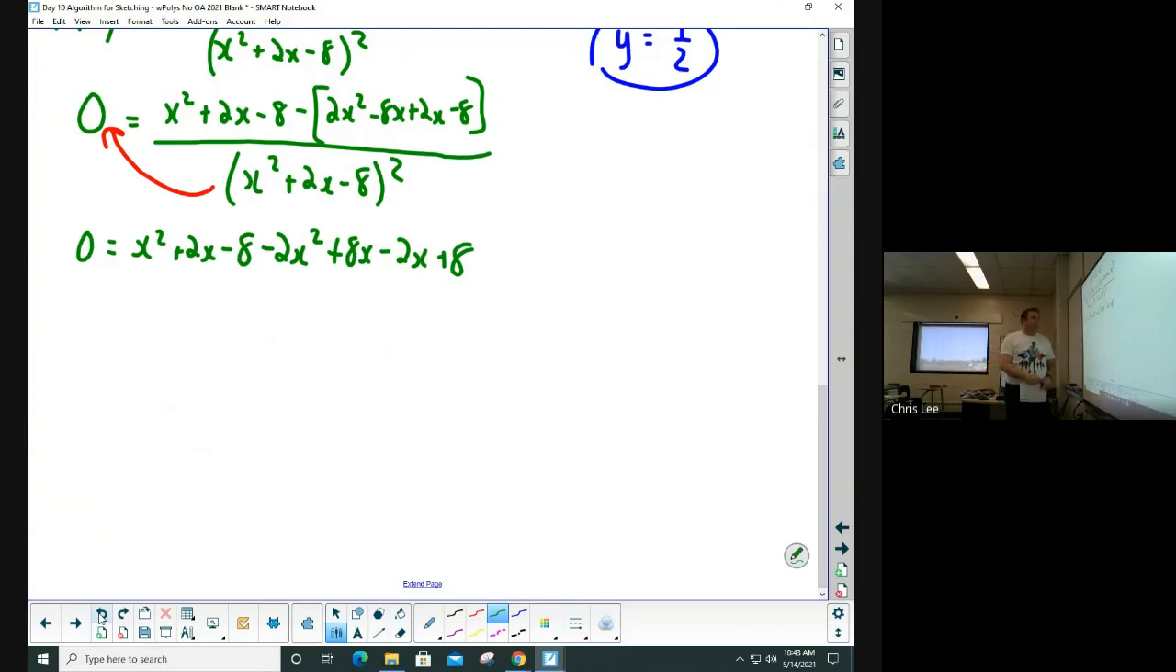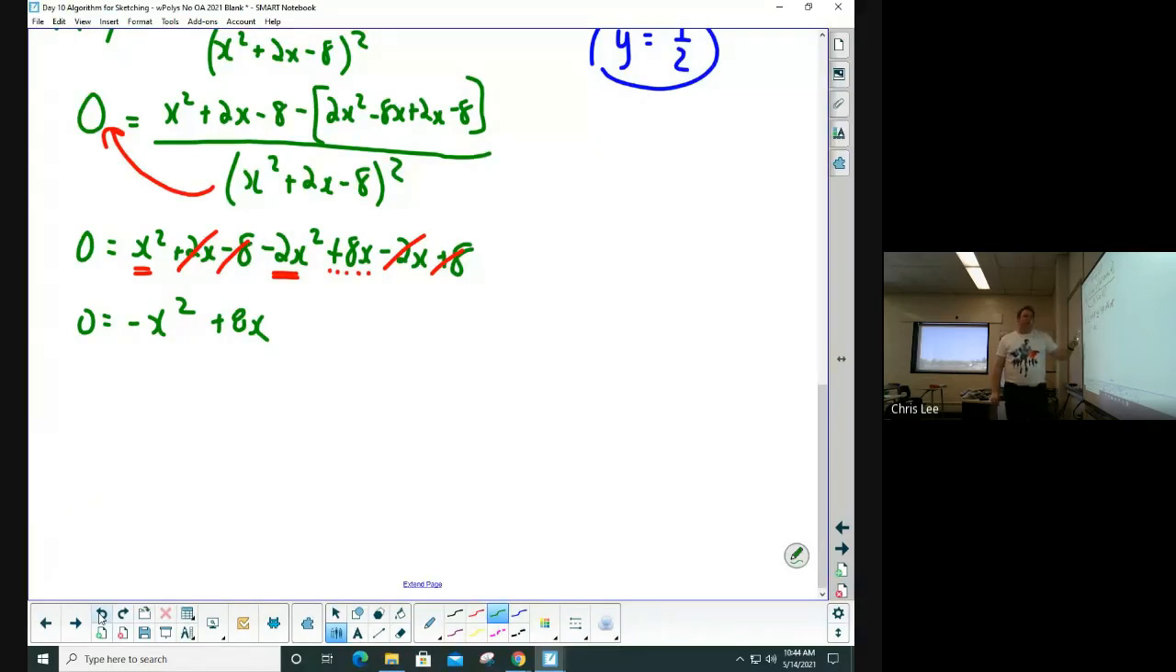Let's collect like terms. X squared minus 2x squared is minus x squared. And then I've got a 2x and a minus 2x, so that's going to be gone. And that means I'm going to be just left with 8x. And then a minus 8 and a plus 8 disappeared. That's not always going to happen, but it did in this one. You might end up with a number, and then you'll have a quadratic that you'll factor, just like in that little heads up that we had before.